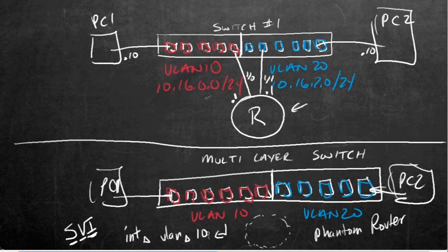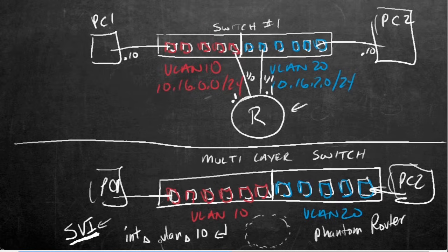Then we would assign an IP address to it. We train our PCs to use that logical layer 3 IP address as their default gateway. And now PCs can route off of their local networks using the logical layer 3 interfaces, also sometimes called a switched virtual interface, that are now available on this multi-layer switch.